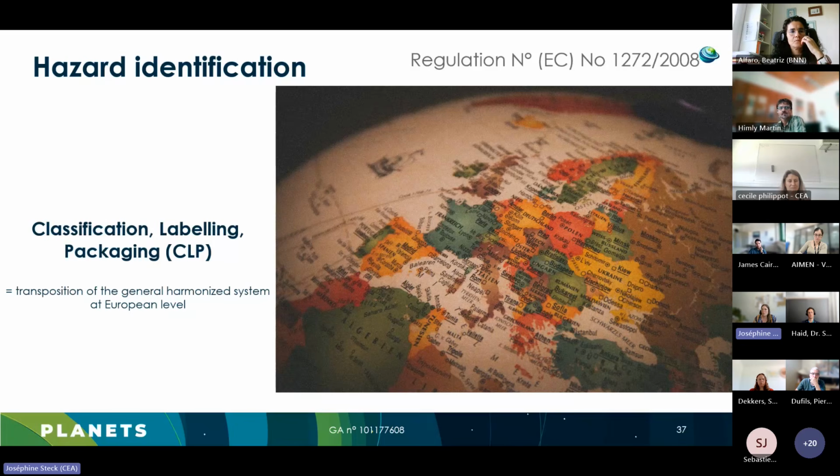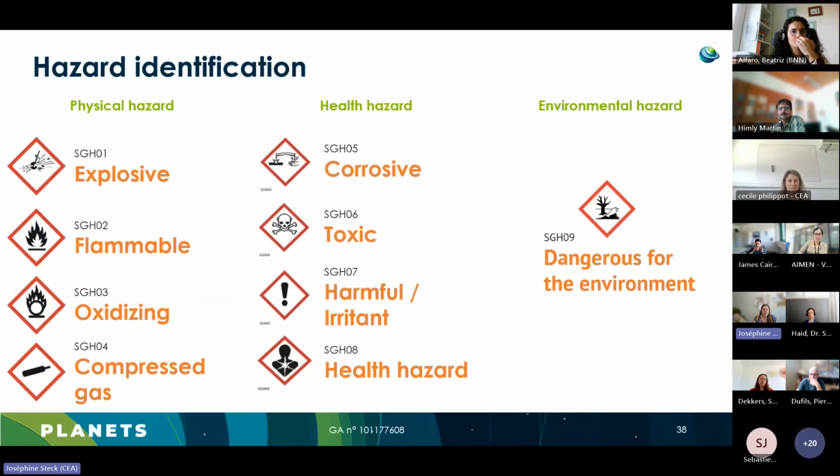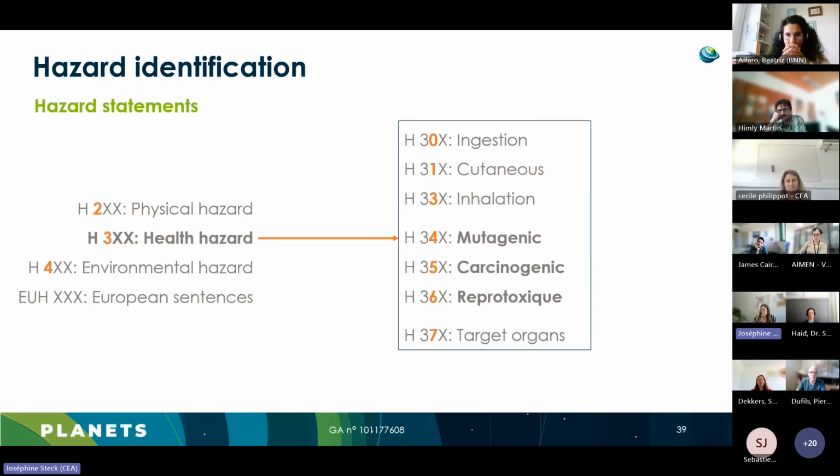And how does it work? First, you have the visualization of the hazard thanks to a pictogram, which is ranked into 3 categories: physical hazard, health hazard, and environmental hazard. I am quite sure that as we are a lot of chemists here, you are already aware of how these pictograms work and what they mean.